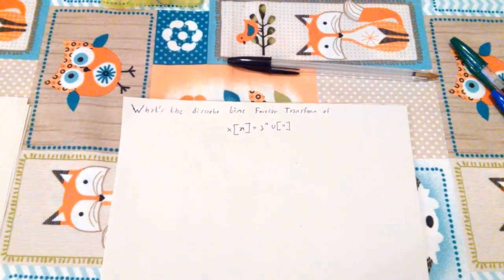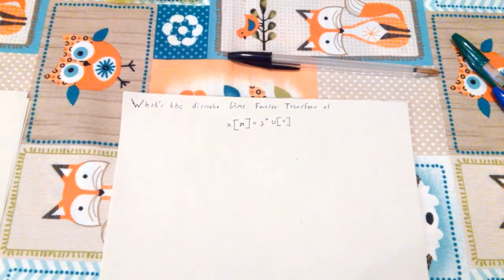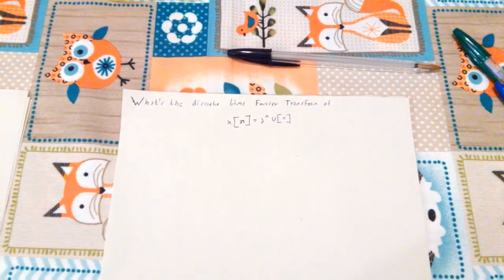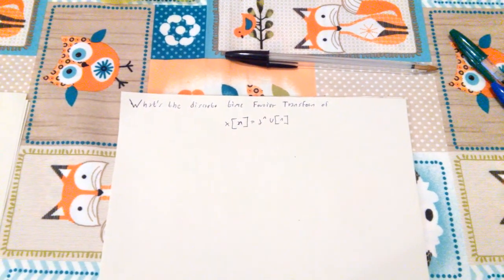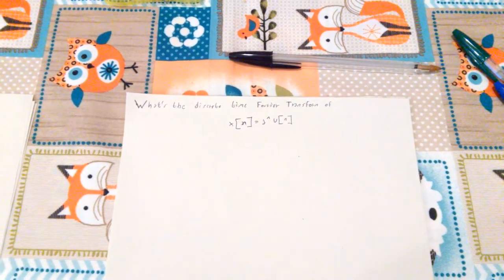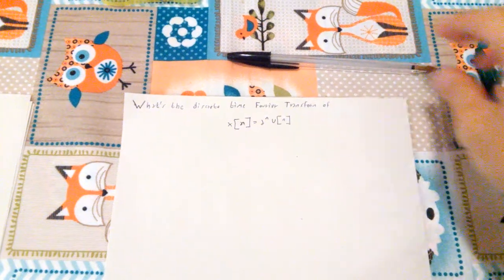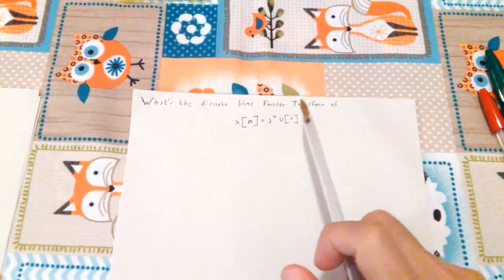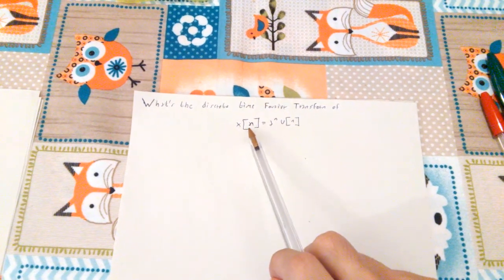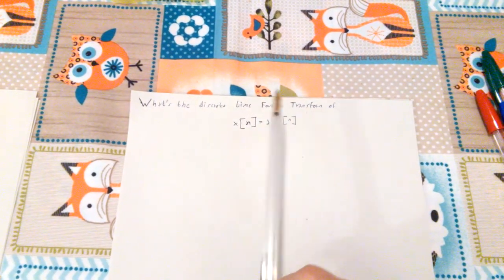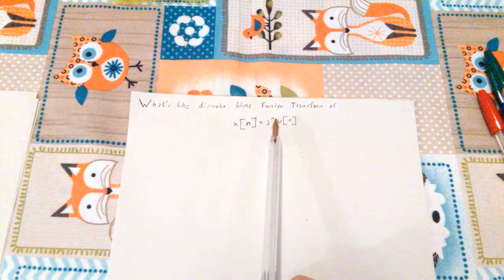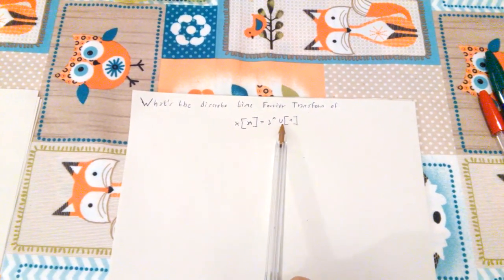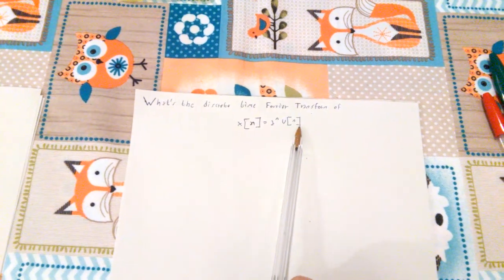Today I'm actually pretty excited because I'm going to be talking about something that I really like, which is the discrete time Fourier transform. So, as always, let's start with an example. Right now here I have a question. This is asking me to find the discrete time Fourier transform of x of n equal a to the n u of n, where u of n is the unit step.